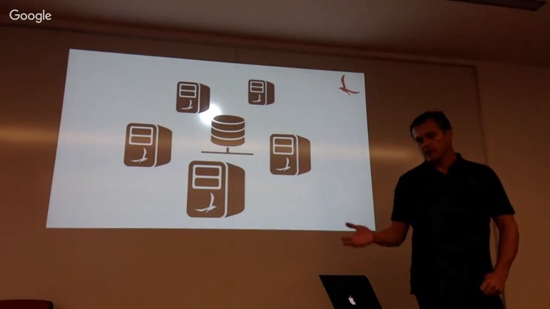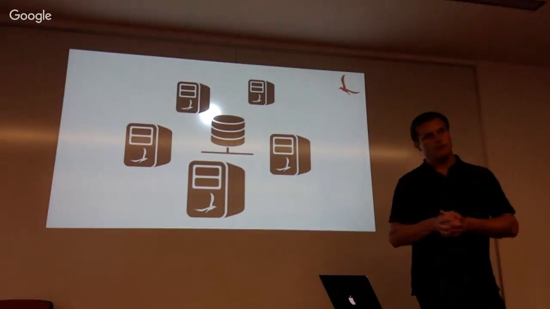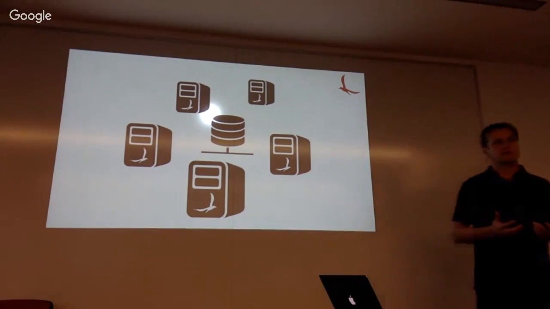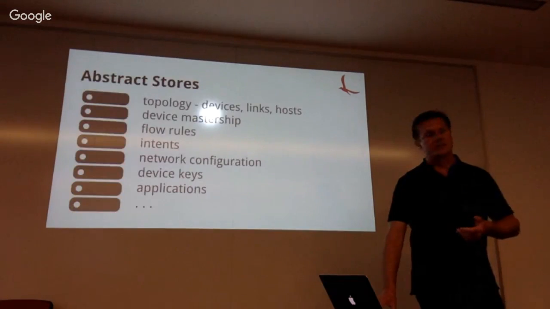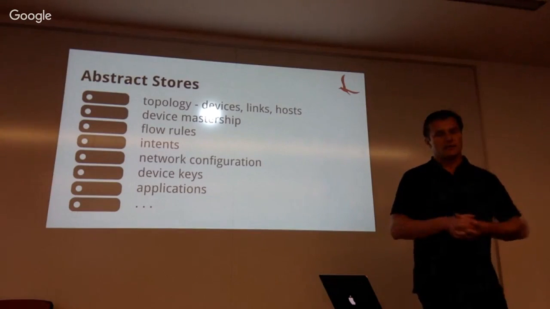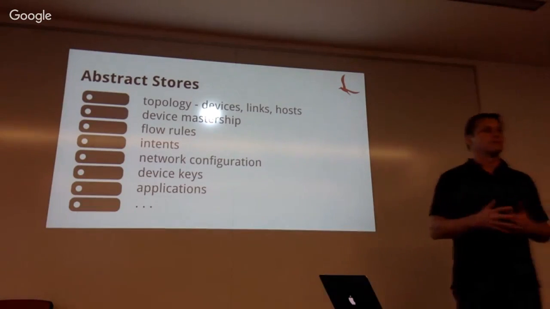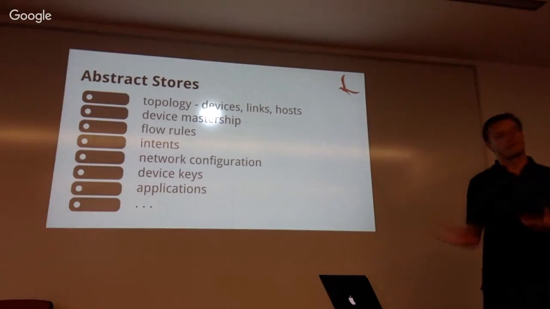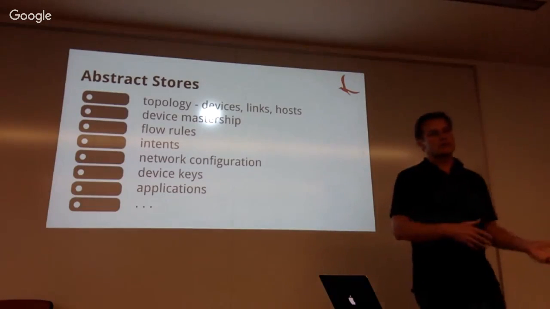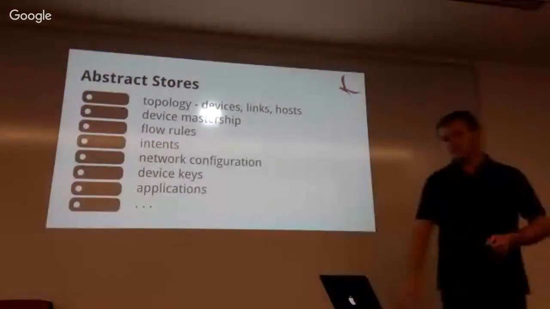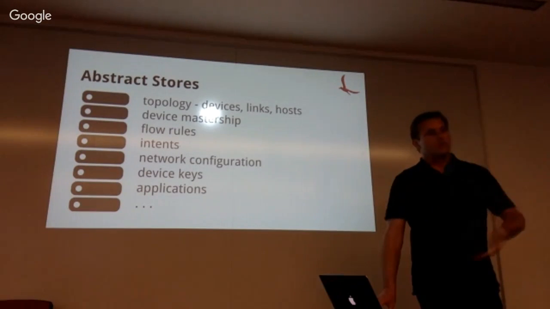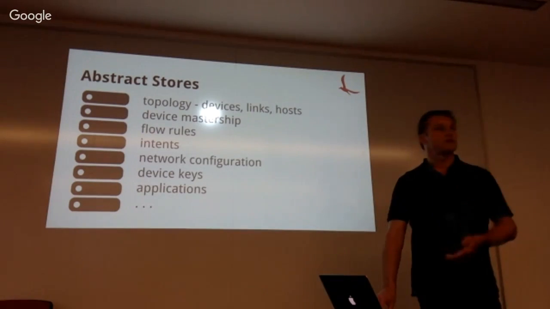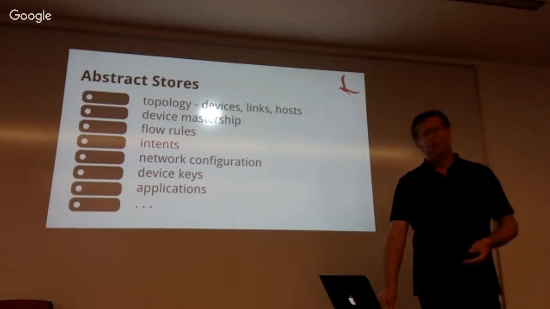Now, rather than thinking of the state of the network information base that ONOS keeps as a single monolithic database, ONOS looks at the core as a set of abstract stores, each of which treats the information in accordance with the nature of the information, based on where it mutates, does it mutate at the north, does it mutate at the south. So topology information such as devices, links, and hosts is treated in a loosely consistent fashion. Device mastership clearly has to be treated in a strongly consistent fashion. You get the picture.